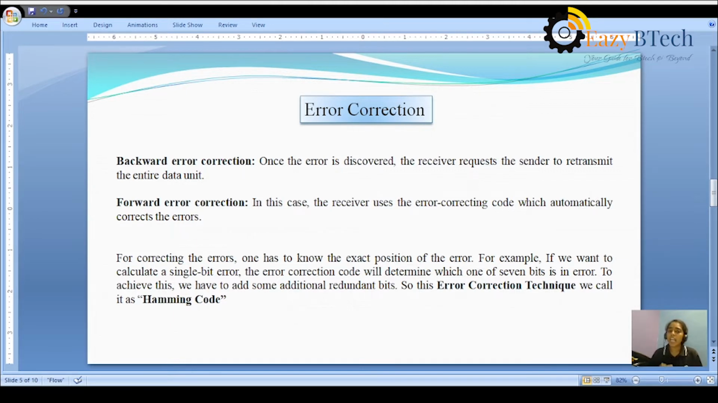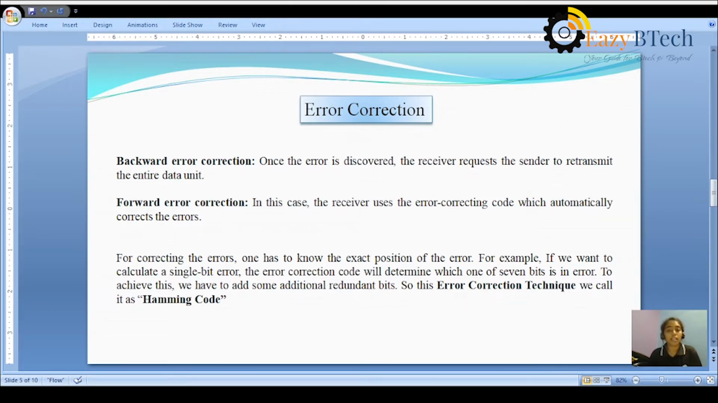Each error correction has some functionality. Backward error correction means once the error is discovered, the receiver requests the sender to retransmit the original data. Whenever the receiver identifies there is an error in the data unit, it gives an acknowledgement to the sender: there is an error in the data unit, please send the original data unit again. This is one type of error correction. We call it backward error correction.